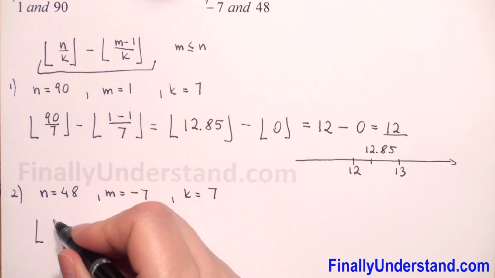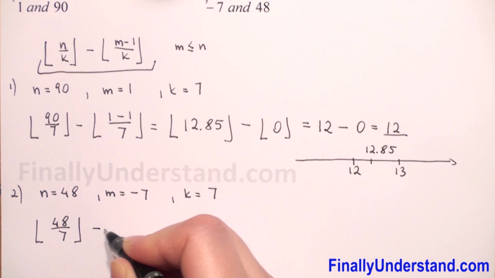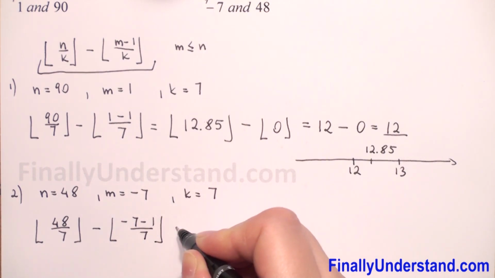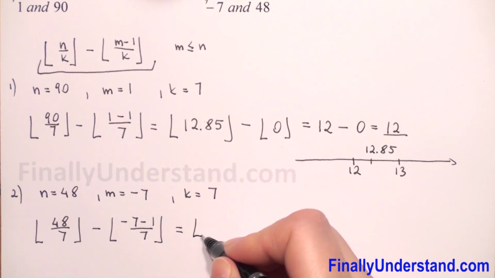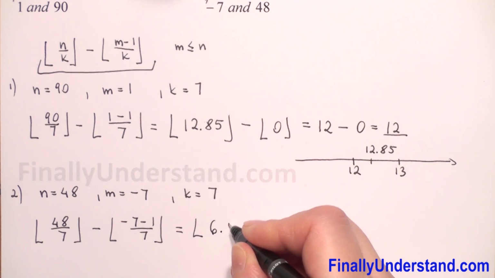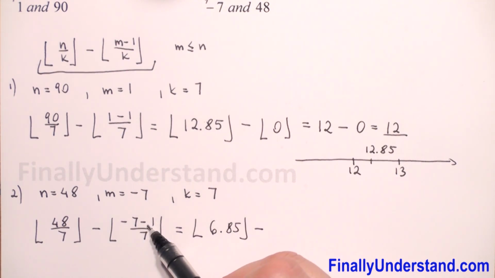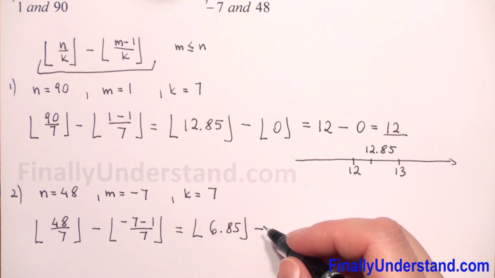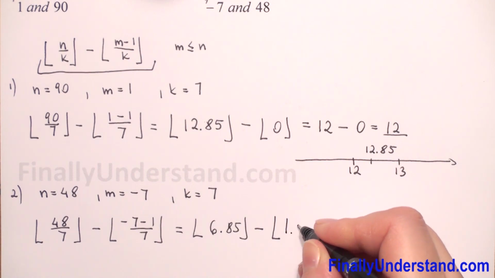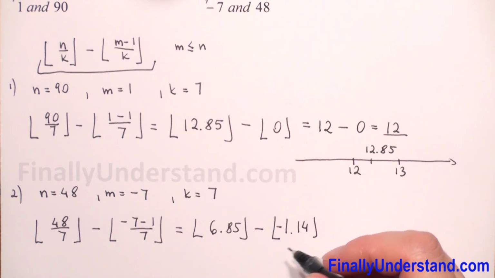N over k, so it's 48 over 7 minus floor of negative 7 minus 1 over 7. So this is equal. We have floor of 48 divided by 7 is approximately 6.85. And we have minus negative 7, negative 1 is negative 8 divided by 7 is approximately 1.14 we can write. Of course, negative sign, because negative divided by positive is negative.